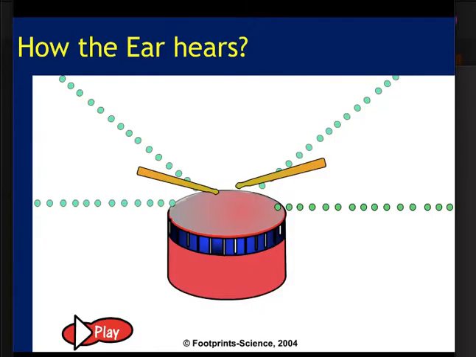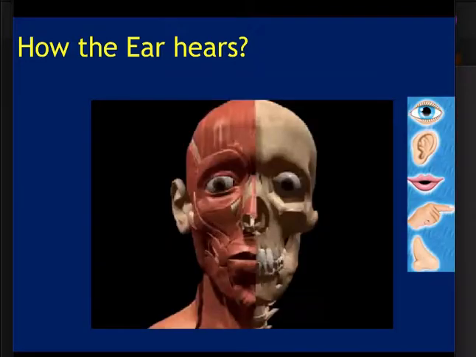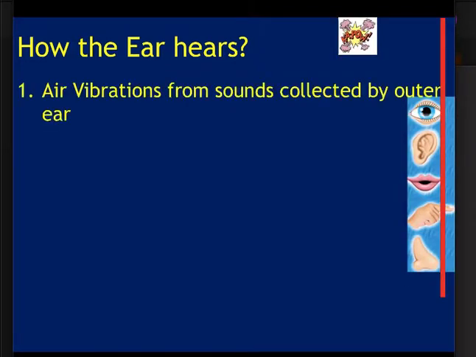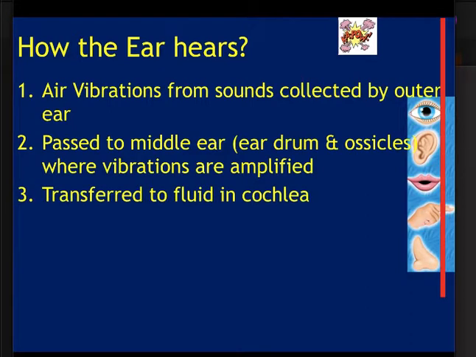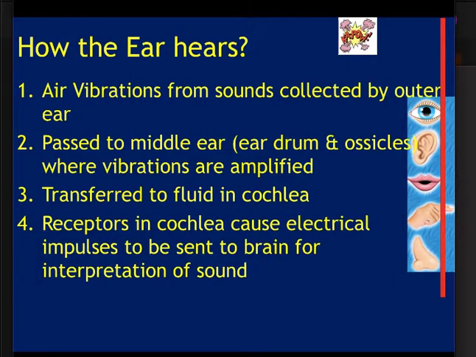Now this won't work, but we saw it in the earlier video in terms of these are supposed to be the air vibrations going into your ear. This won't quite work, but in terms of how the ear hears, so air vibrations are collected again by your outer ear. They're passed to your middle ear, where the vibrations are amplified. They're then transferred to the fluid in the cochlea, and again the receptors will cause electrical impulses to be sent to your brain. So please note that in the last two sets that we've been writing, one is how the ear hears and one is how the cochlea works. So two different questions, so be aware of that.